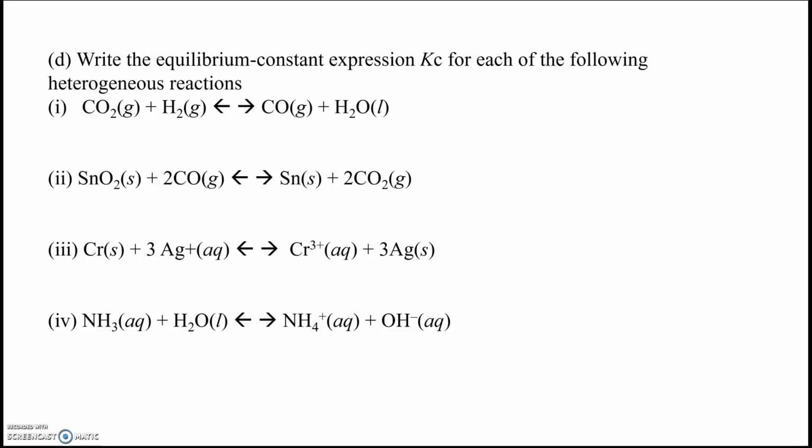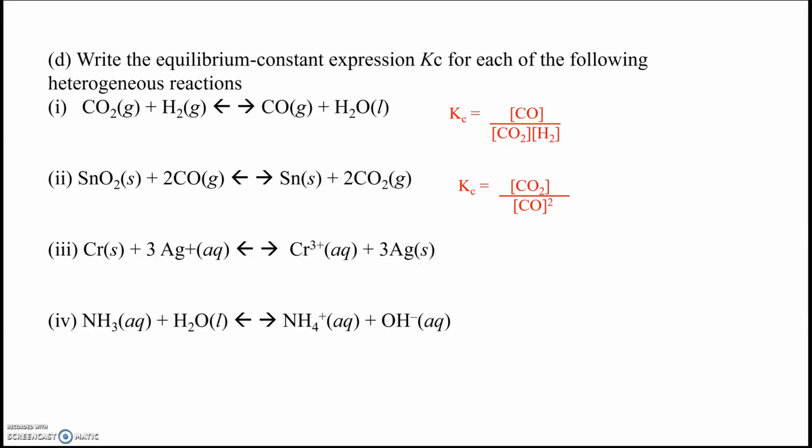Probably the first one would be relatively easy, and then you should go and do these before you see my answers. So when we look at the first one, we're going to take just the gases or the ions and leave out liquids and leave out solids. So that gives us the concentration of carbon dioxide times the concentration of carbon monoxide divided by the concentration of carbon dioxide and hydrogen. When we look at the second one, this is only going to be the concentration of carbon dioxide squared divided by the concentration of carbon monoxide squared, leaving out the solids.